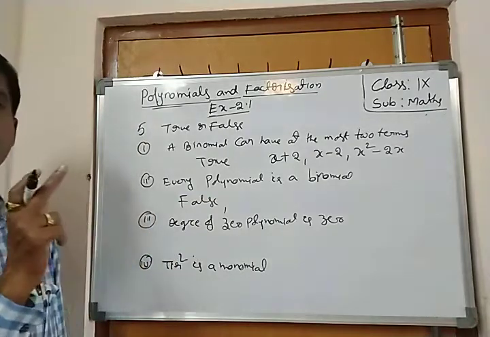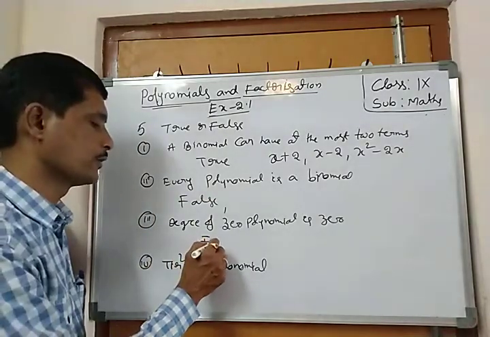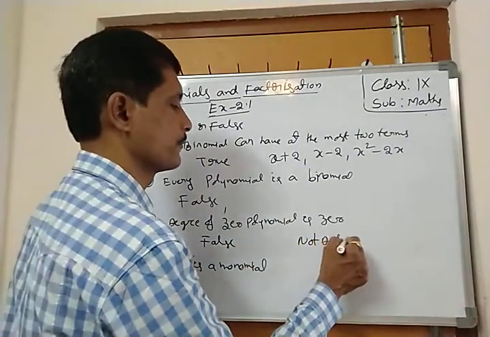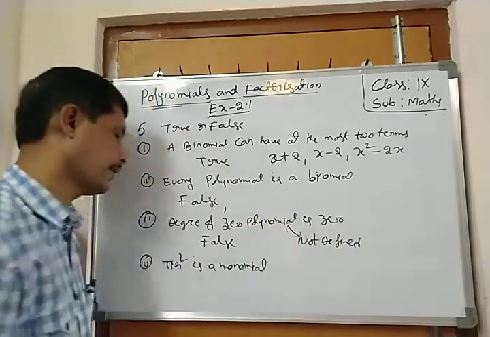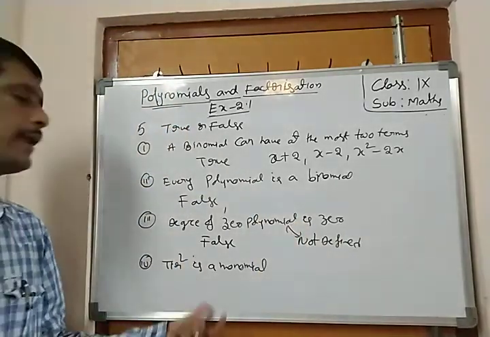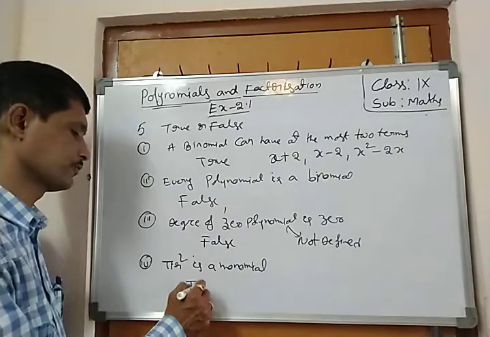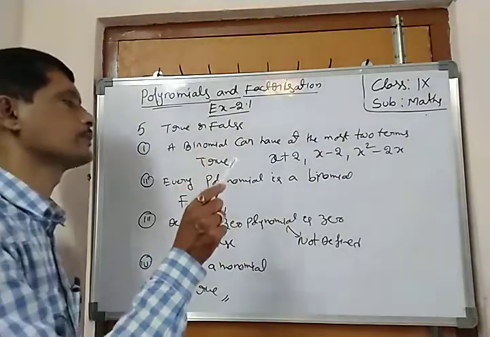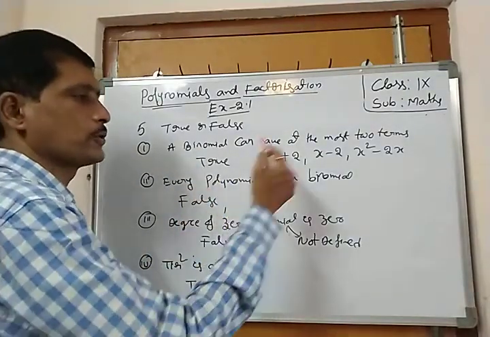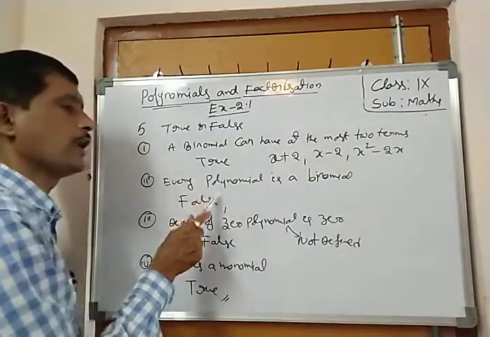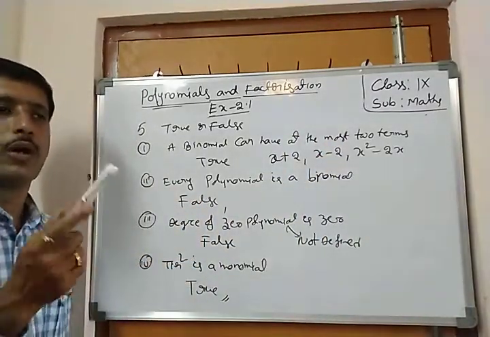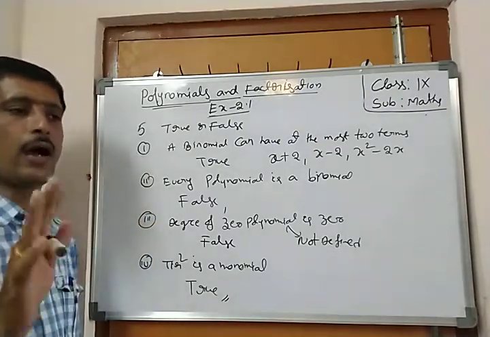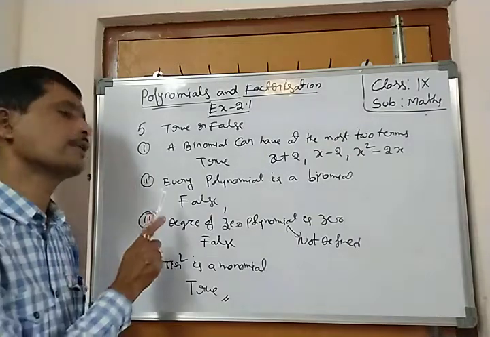Degree of zero polynomial is 0. That is also false. What is the degree of the zero polynomial? That is not defined. Next, pi r square is a monomial. Yes, that is true. One more time, see. A binomial can have at most two terms. Yes, for example x plus 2, x minus 2, x square minus 2x. Every polynomial is a binomial? No. Why? Because it can be a monomial, binomial, trinomial or multinomial. Yes, that is false.